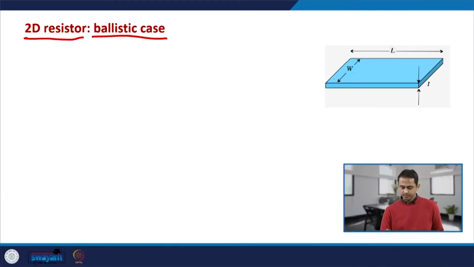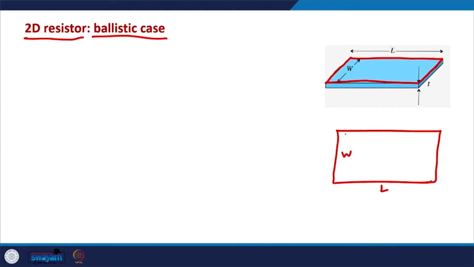So, this is how a practical 2D device looks like. It has a certain length L, it has some width W. Ideally, a 2D conductor is assumed to have just the length and the width. But practically, it also has a finite thickness. So, in a 2D conductor, in practice, the carriers can move freely in 2 directions, but they are confined in the 3rd direction. Okay.